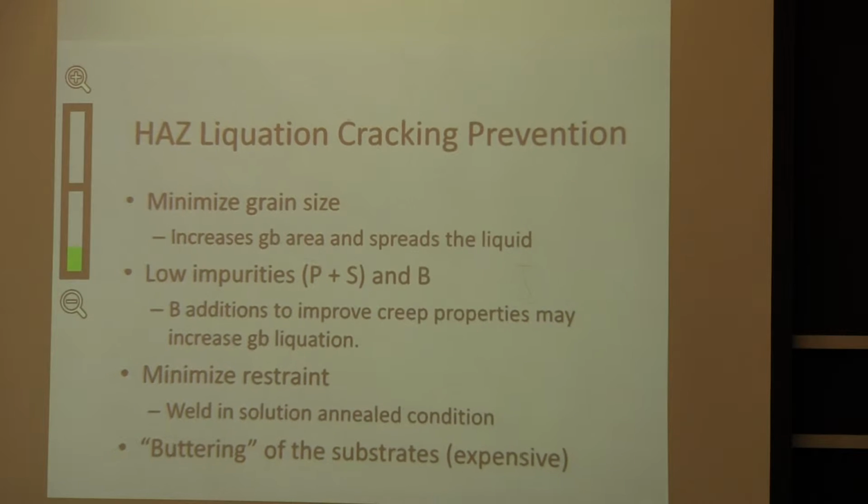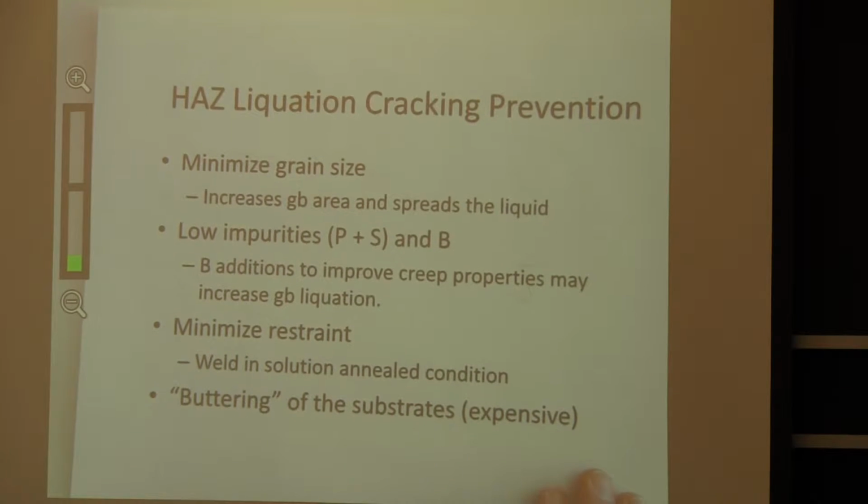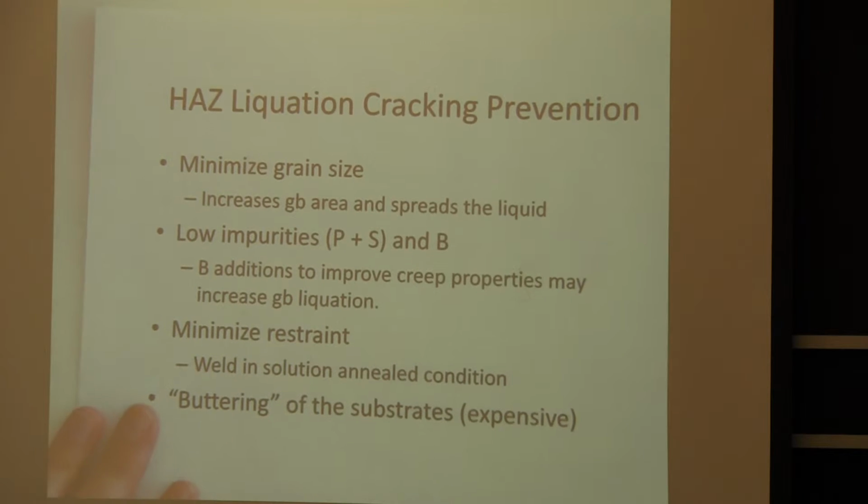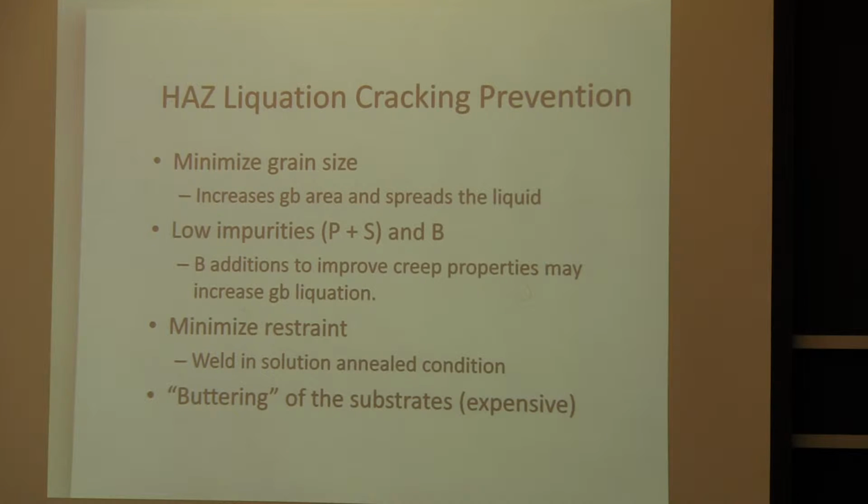So here are a few things that we can think about to try and prevent this liquation in the heat-affected zone. One is to minimize the grain size. What that does is it increases the grain boundary area and spreads the liquid around. So instead of having a few grain boundaries that are really wet by the low melting constituents, you've got a bunch of grain boundaries that might just have a little bit on there. The problem with that is sometimes in these alloys, like I mentioned earlier, you want large grain size to control creep, and so you've got to balance that.